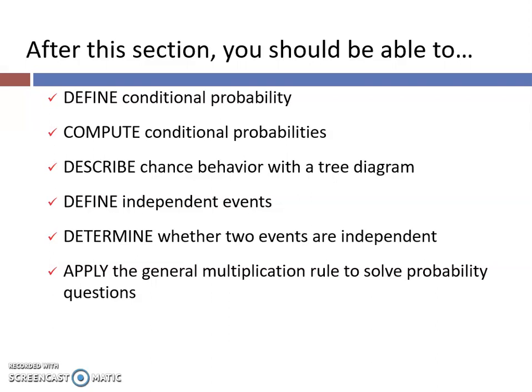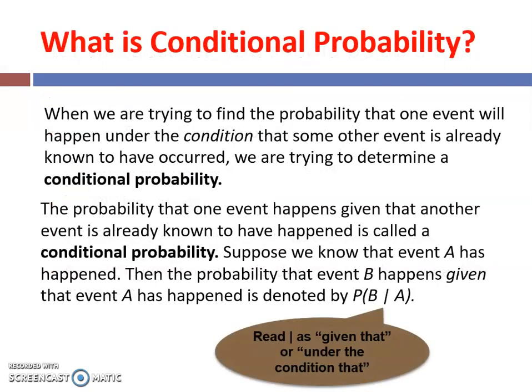We're going to talk about how you describe chance behavior with tree diagrams. We're going to define independent events. We're going to determine whether or not 2 events are, in fact, independent. And then we're going to do lots of practice where we just apply a general multiplication rule to solve probability questions. So, this video is all about conditional probability.